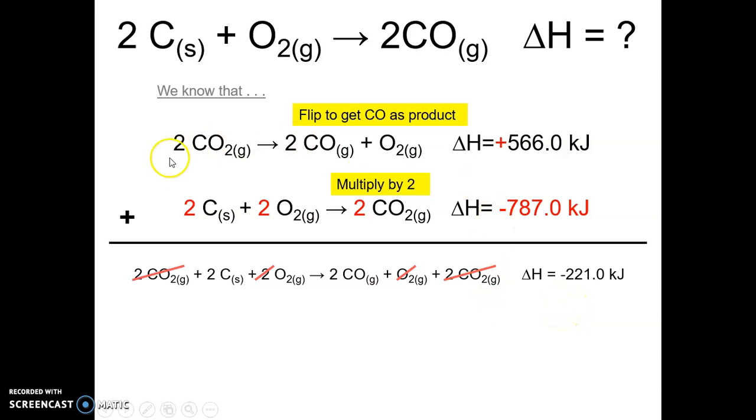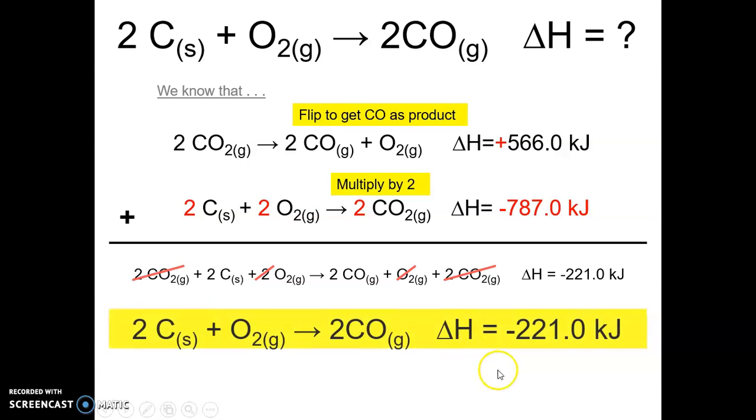Okay, so the key is to try and manipulate the other reactions so that when you cross out like terms, it ends up yielding the reaction in question. Okay, so there's our final answer there. Here's the reaction, and that's its change in enthalpy.